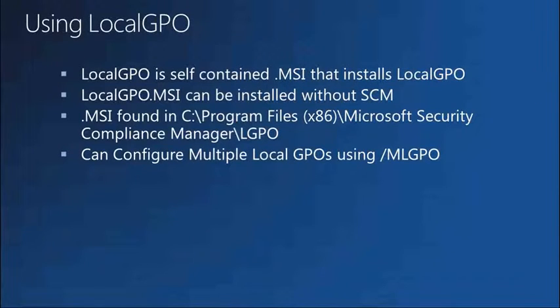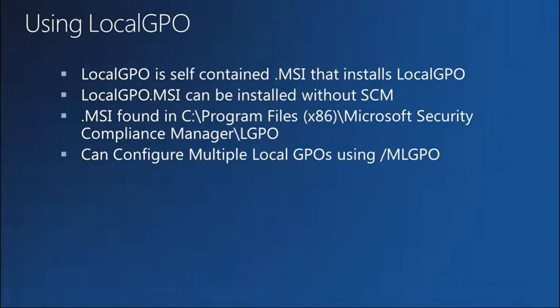So the other tool we have is Local GPO. Local GPO is a tool that's been there for a while. When you install SCM, it's not installed by default. It's contained in the Program Files, Microsoft Security Compliance Manager folder, and then you need to go to LGPO. Inside that folder, you will find an MSI, and with that MSI, you need to manually install it. You can deploy it using group policy or Configuration Manager, or manually install it on a machine. The great feature about this is that it supports and can configure multiple local GPOs.